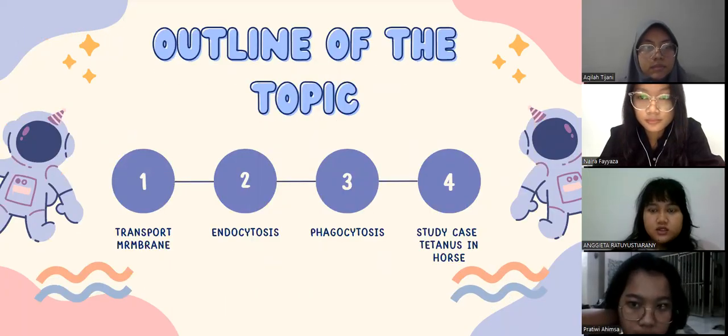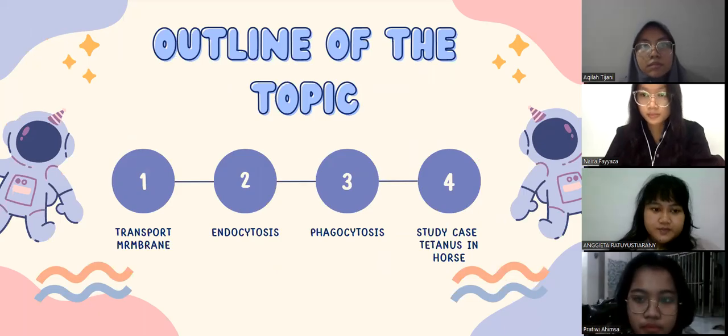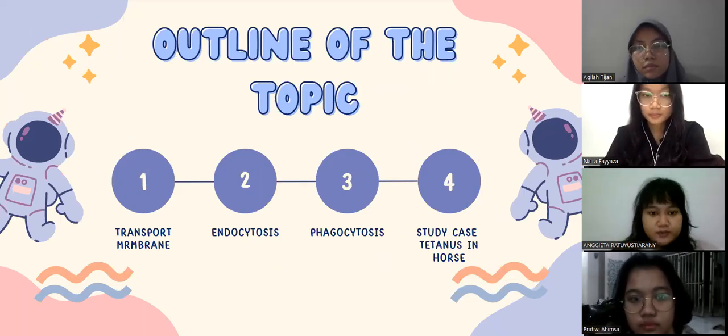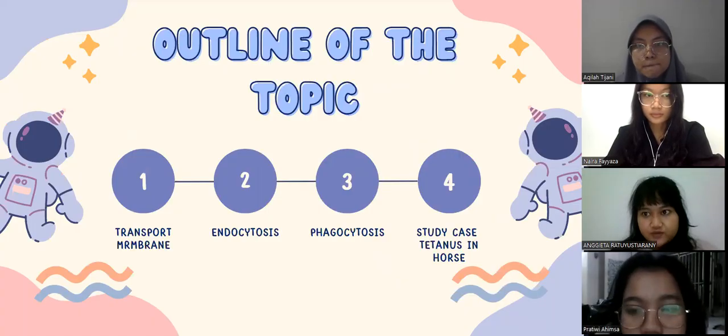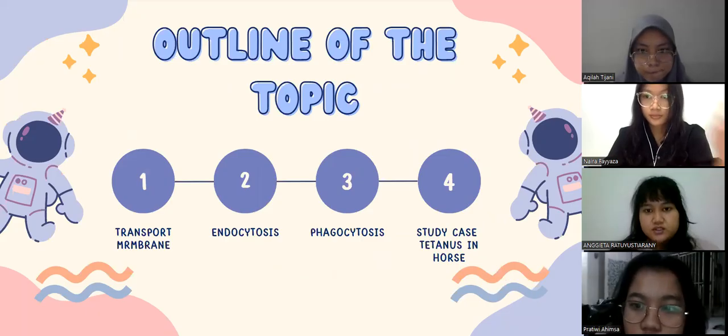Okay, the outline of the topic. The first page is about transport membrane, and the second one is about endocytosis. The third one and fourth is phagocytosis and the case study about tetanus in horse.